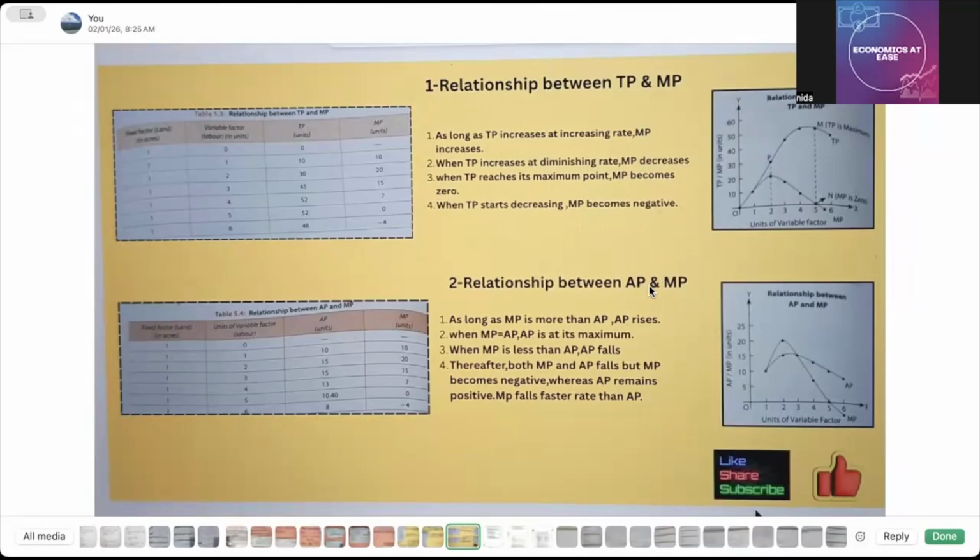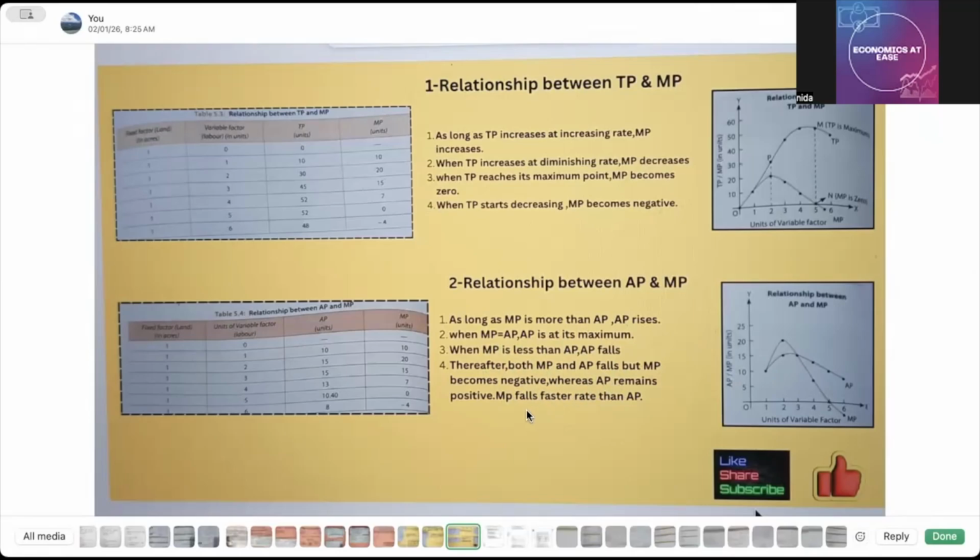Then the relationship between AP and MP: as long as MP is higher than AP, AP rises. When MP is equal to AP, then AP is maximum. When MP is less than AP, the MP line is below and the AP line is above it, AP falls. Thereafter both MP and AP fall, but MP becomes negative whereas AP remains positive.